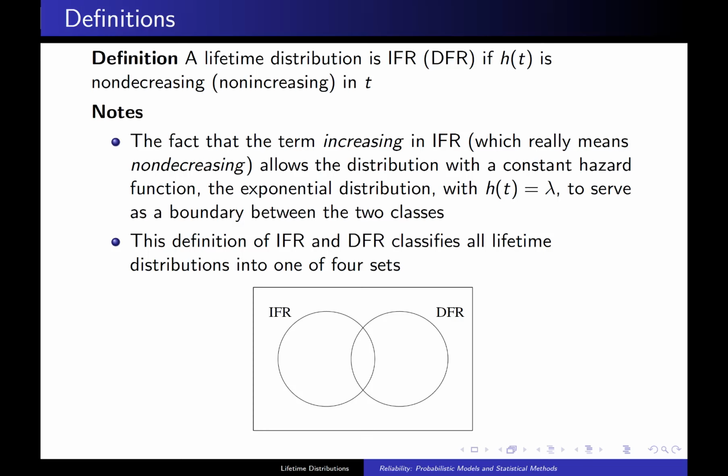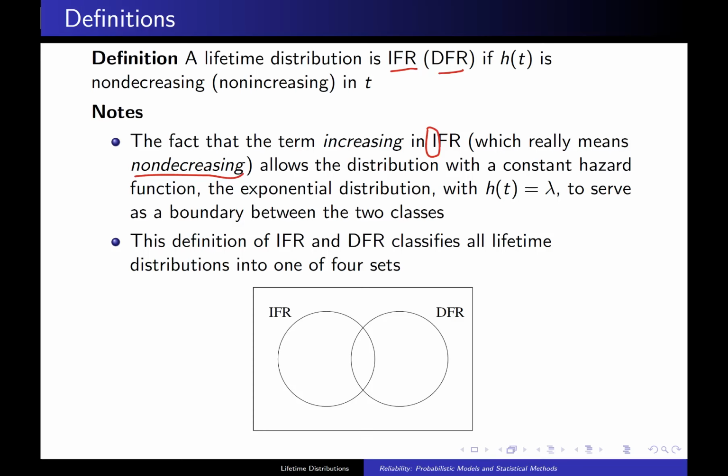So here is a definition, and in fact this is 2 definitions in one. We're going to define both IFR and DFR classes in one definition. A lifetime distribution is IFR if h of t is non-decreasing in t. Now you'll notice that the letter I, which stands for increasing, is used very loosely. The increasing that reliability people use really means non-decreasing to a mathematician. And this is an important distinction.